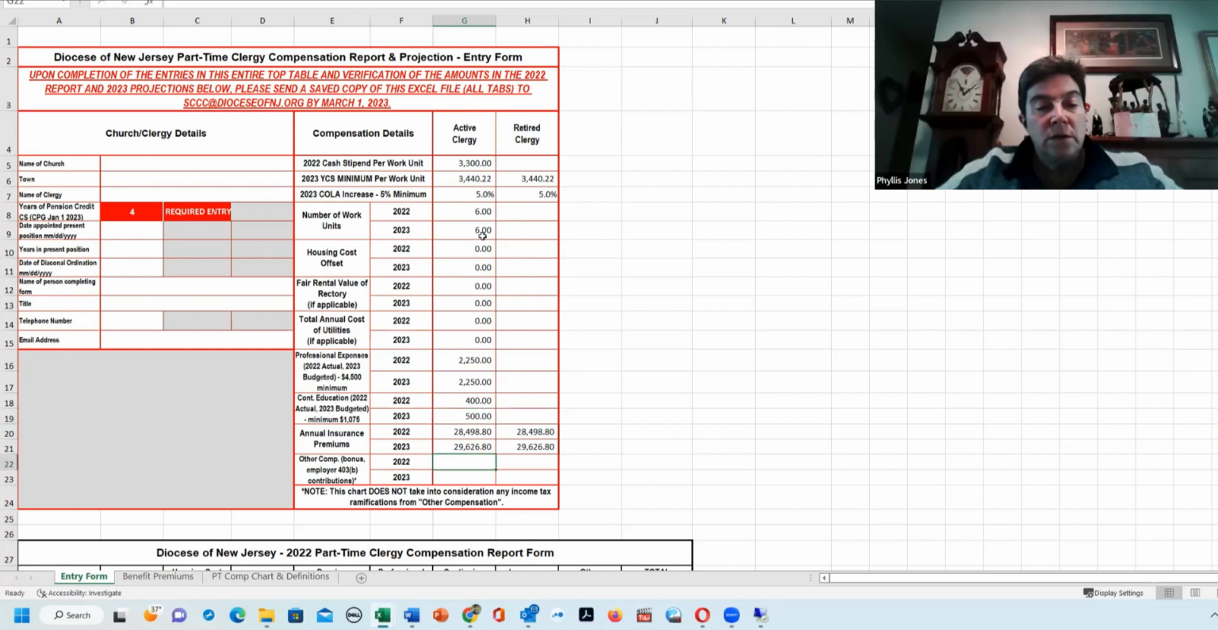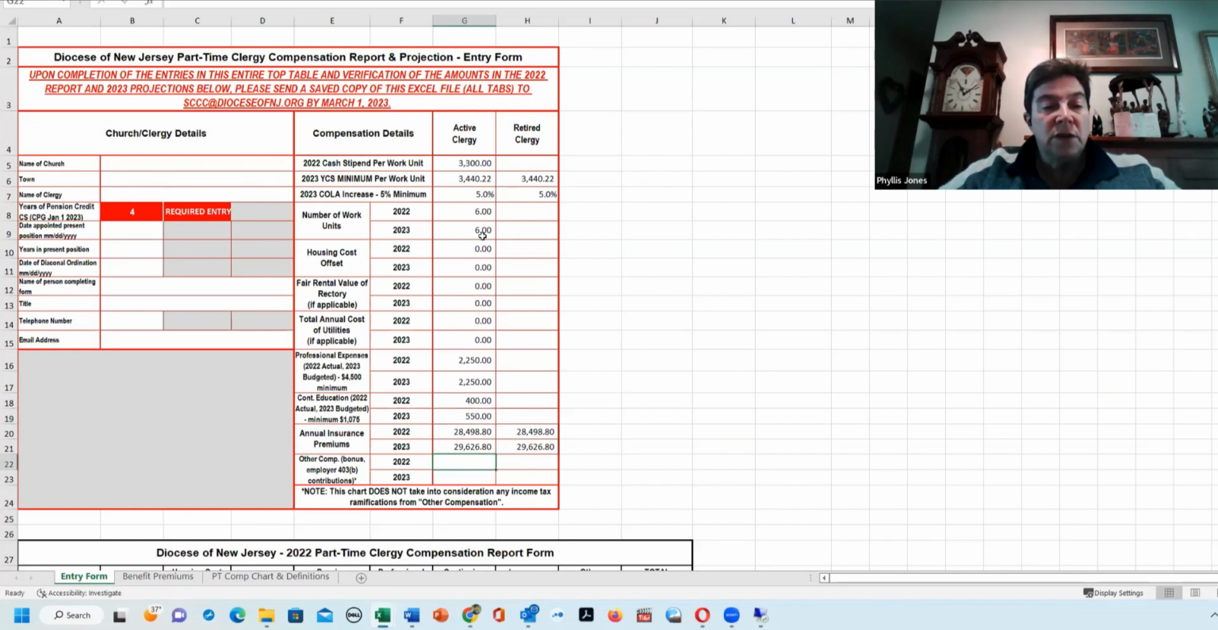So one of the things to note, because this came up as a part of the conversation in our last clergy compensation worksheet, and we did adjust the worksheet accordingly, as far as I'm aware. When we come to the professional expenses and the continuing education, what we're looking for in 2022 is your actual expenses. Same way as with the full-time worksheet, because for 2022, what we're looking to have reported is the actual.